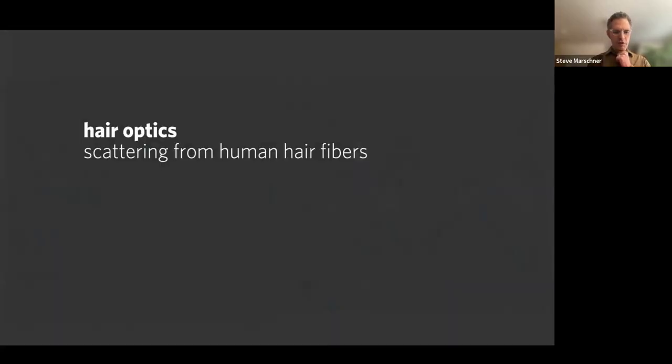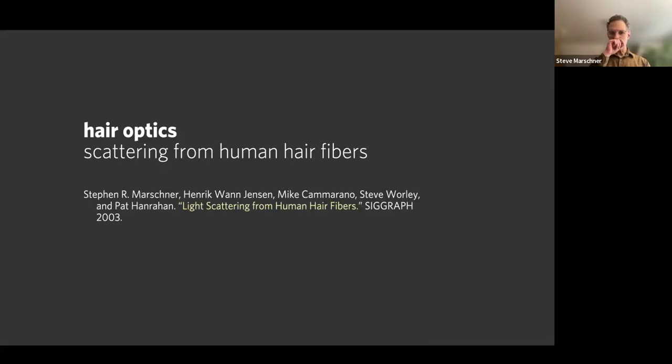Another relatively old topic, although one that I've been actively working on up until the current time, is the optics of hair fibers. And this is another case where it's a material that sort of defies the standard idea of light reflecting at a surface, and is really important for characters in films.